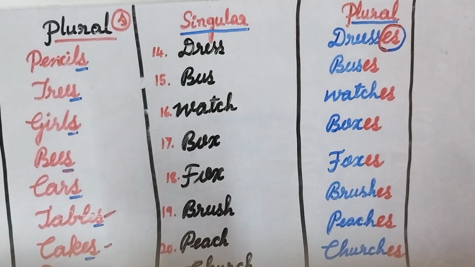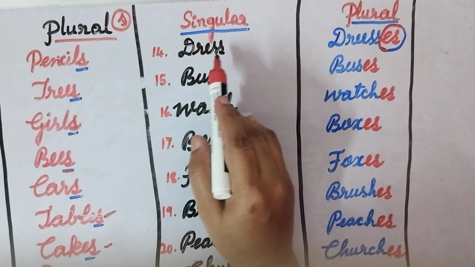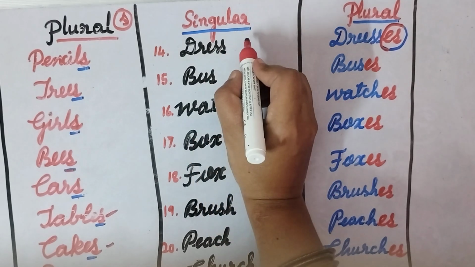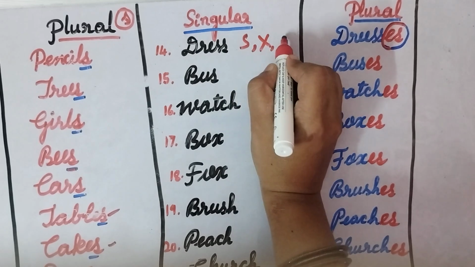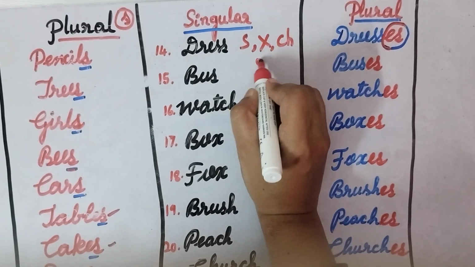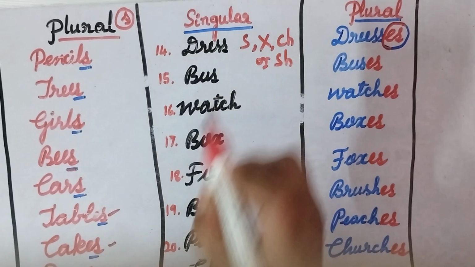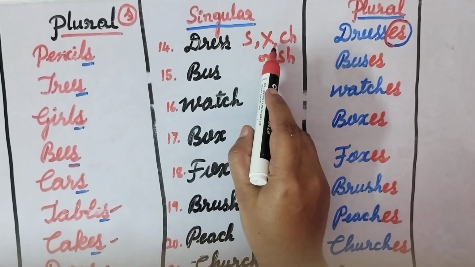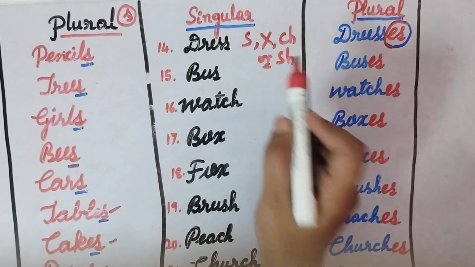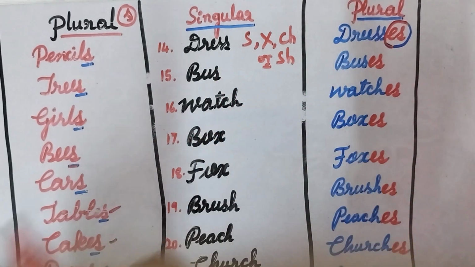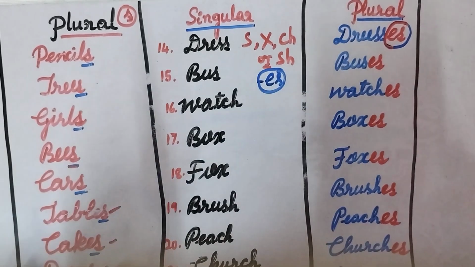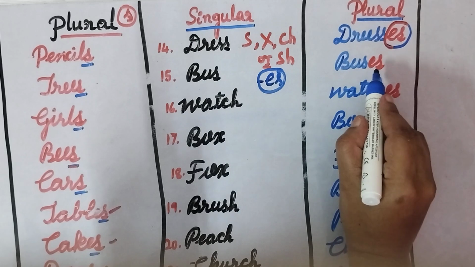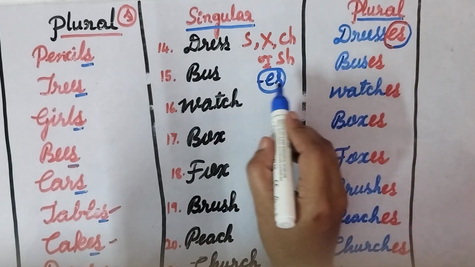So why? If a word ends in s, x, ch or sh, we add es. What do we add? We add es at the end to make the word plural.